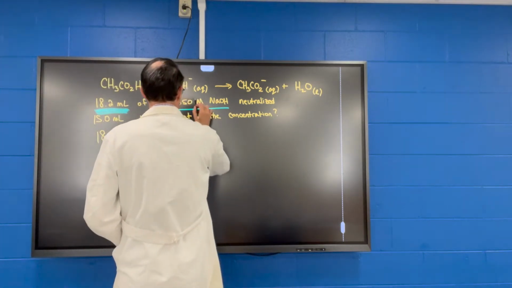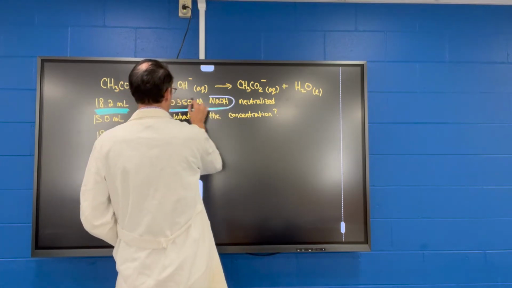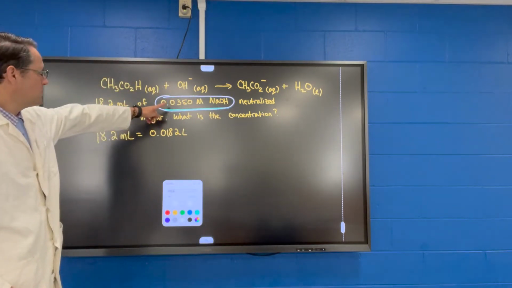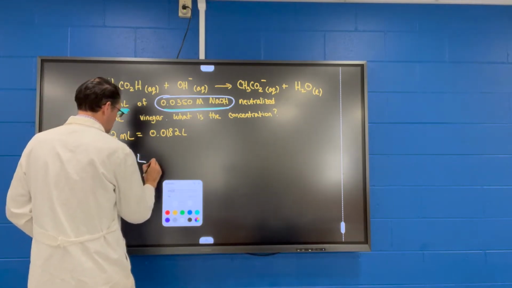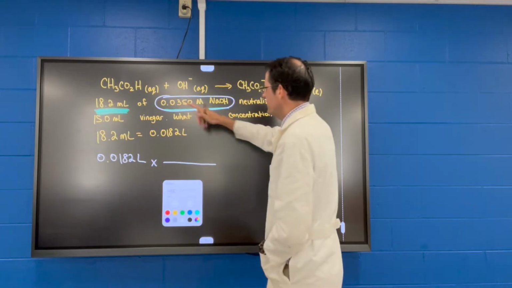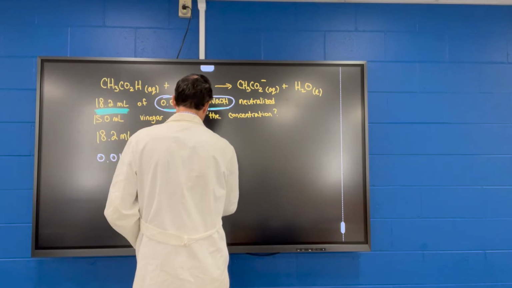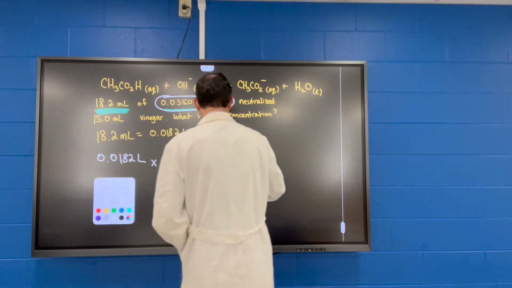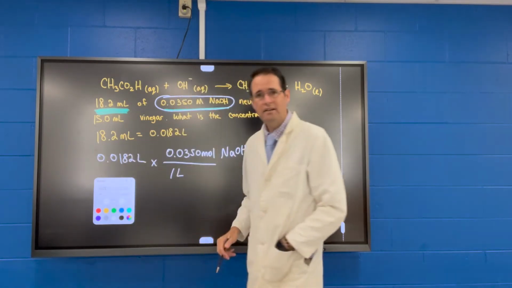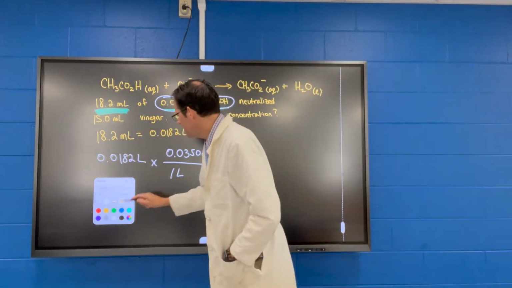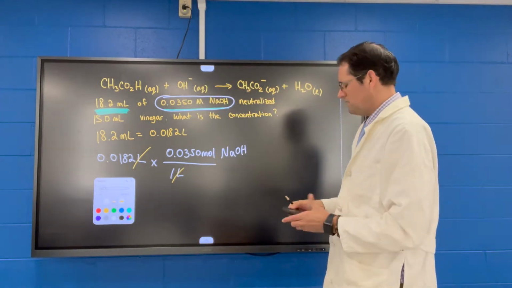So here, I'll do it in white colored pen so it shows up a little better in the video. We want to express 0.0350 capital M as moles of sodium hydroxide per liter. You can see how the liters are going to cancel here, and you grab your calculator and punch this in, you get an answer.